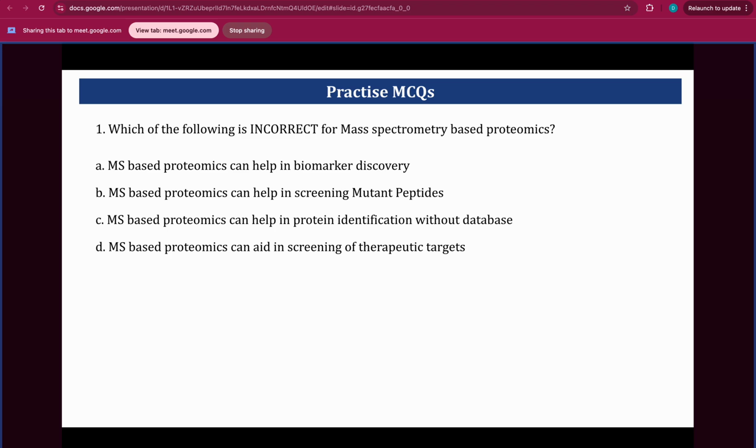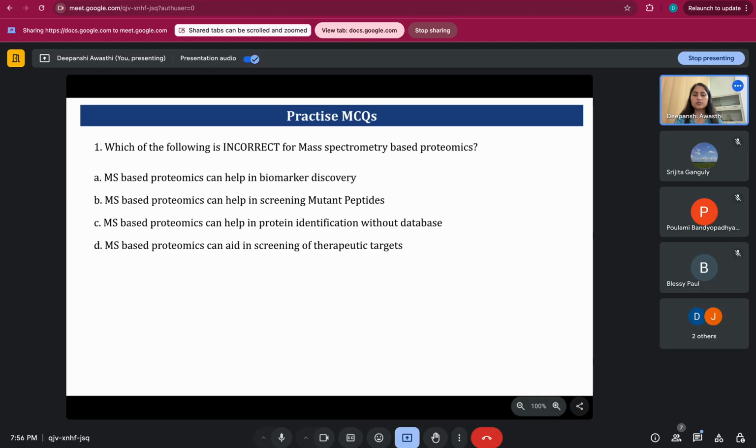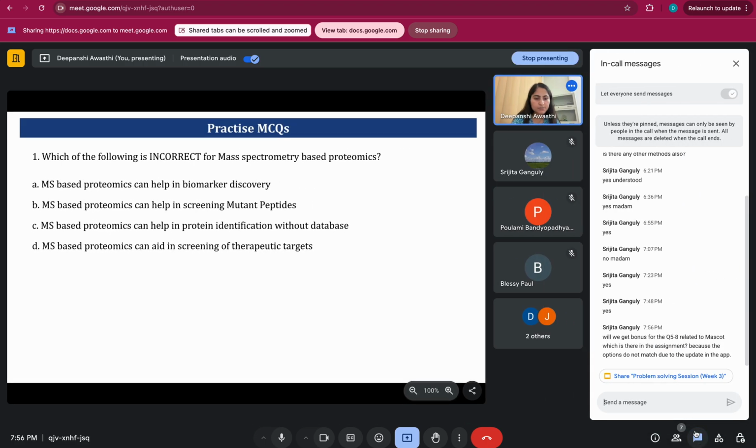Now we will practice a few MCQs. Okay, so I hope till now everything is clear.